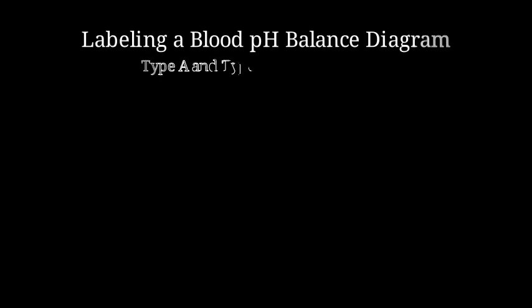In this video, we'll label a kidney diagram that shows how the body balances blood pH. We'll do it step by step, use the labels provided, and explain why each label belongs where it does. We'll also mention which labels are not used.